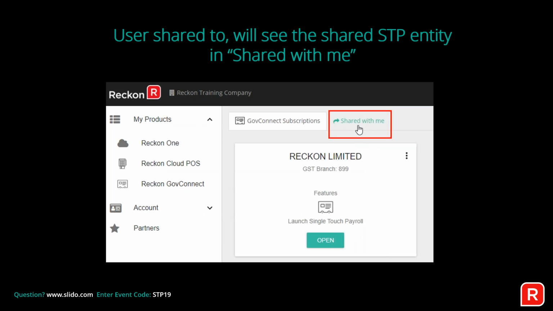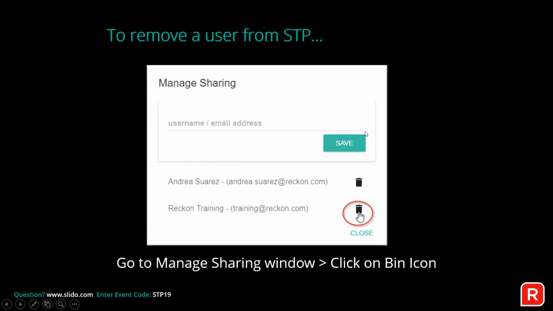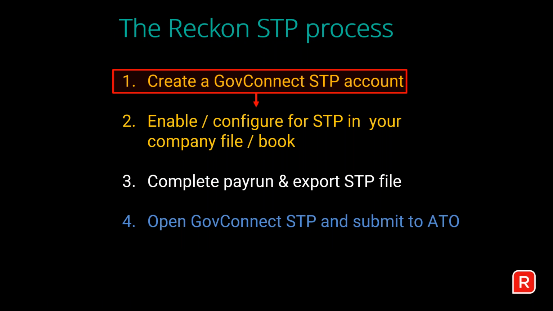And what will happen is under the user's details, they'll be able to see the STP entity shared under the Shared with Me tab. If you need to remove a user from STP, again, you go through the Shared with User step, and it'll bring you to the Manage Sharing window, and then you click on the bin icon to delete their access. Okay, so basically we've already covered how to create a GovConnect STP account.